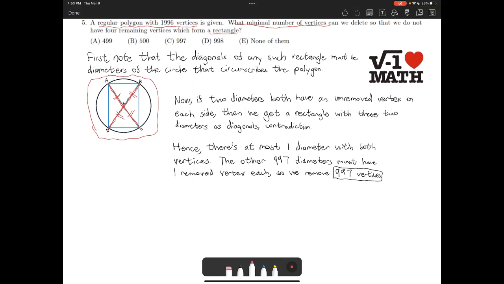Furthermore, if we have any two diameters, then the 4 points must form a rectangle. And this is also not so hard to prove. We just apply this argument in reverse.